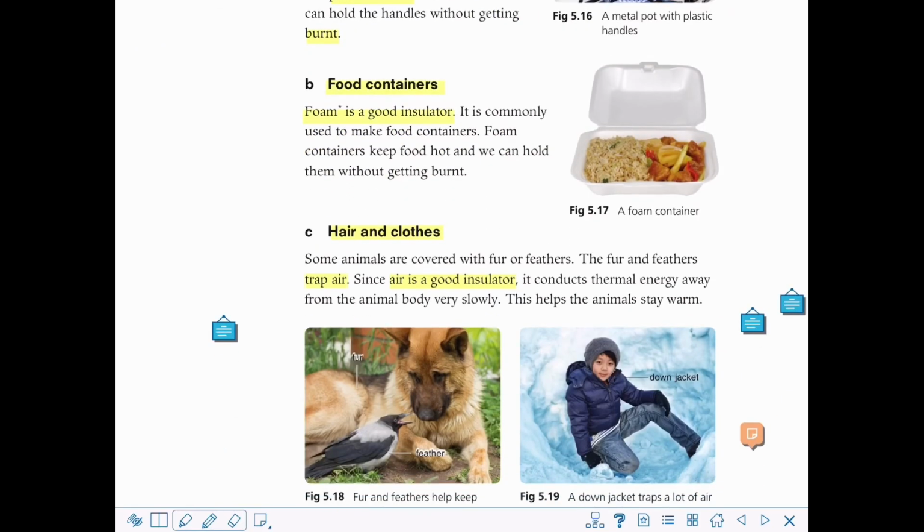C. Hair and clothes. Some animals are covered with fur or feathers. The fur and feathers trap air. Since air is a good insulator, it conducts thermal energy away from the animal body very slowly. This helps the animal to stay warm. So it is again that we make use of the good insulator of air to make furry coats that help insulate our body so that we can stay warm in cold places.